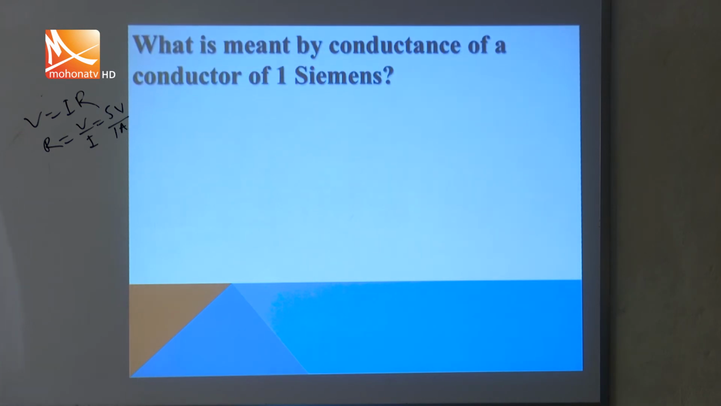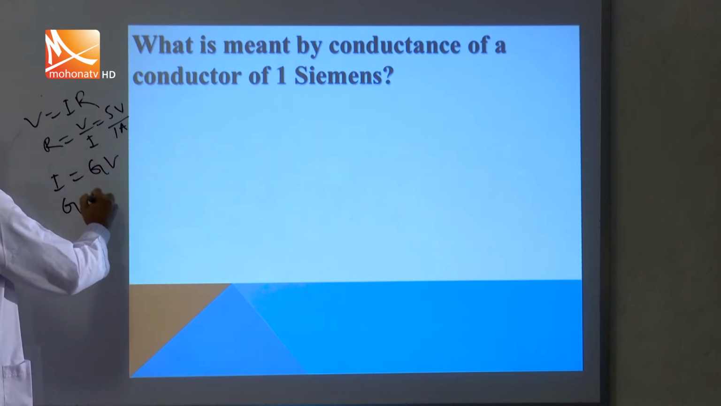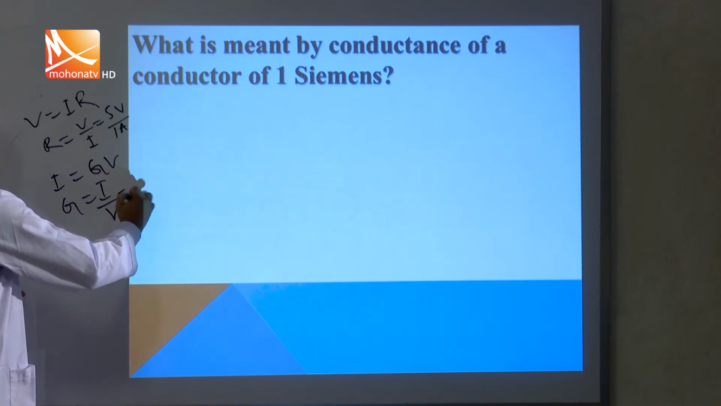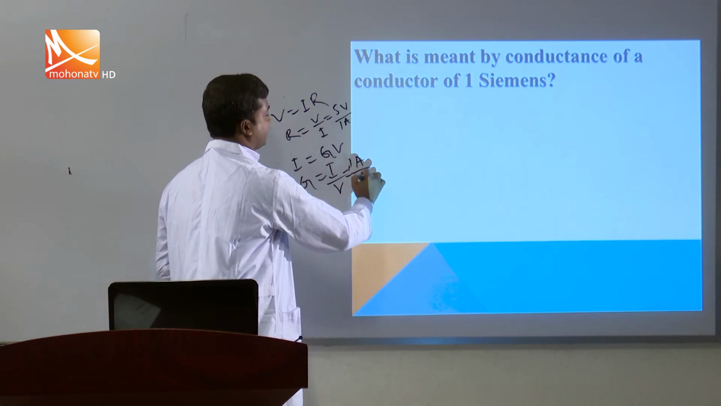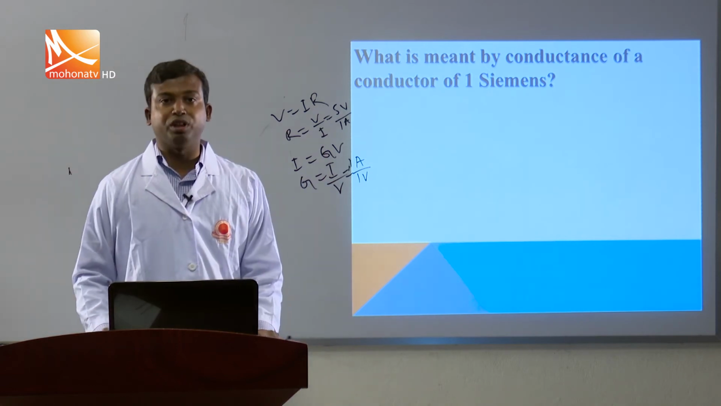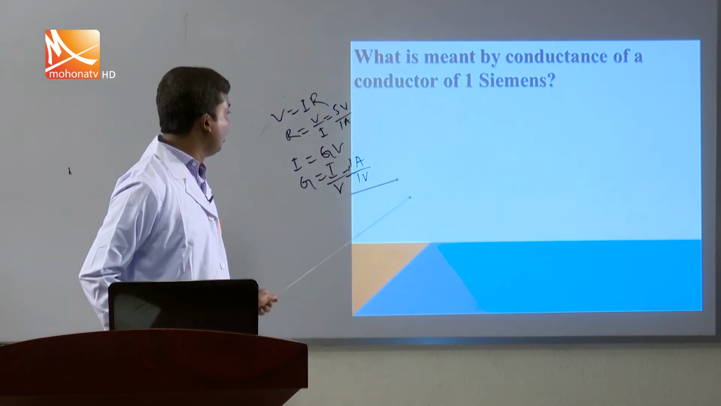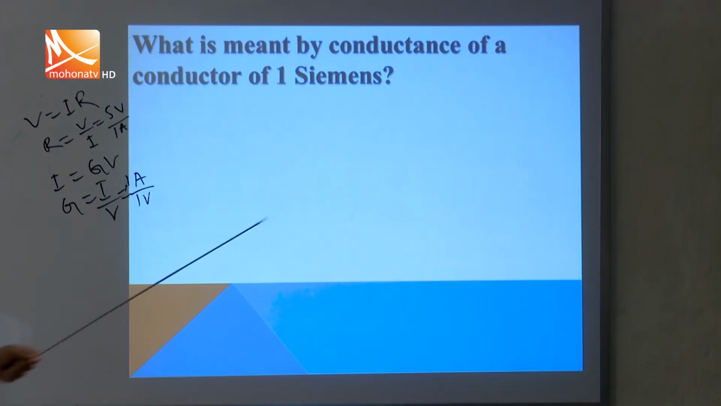Now, what is meant by the conductance of a conductor of 1 Siemens? 1 Siemens, what does it mean? You know that I equals GV or G equals I by V. That is, if you want to flow 1 ampere current by supplying a potential difference of 1 volt, then you will get 1 Siemens. That means, if the potential difference between two terminals of a conductor is 1 volt, and 1 ampere current flows through it, then the conductance of the conductor is 1 Siemens.